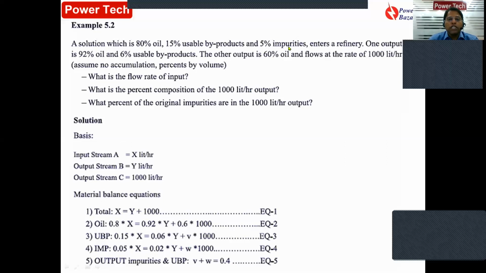Now, if 60% is oil in stream C, the rest, 40%, will be byproducts plus impurities, as far as output stream C is concerned. So the usable byproducts and impurities, that means v plus w, will be 0.4. So these are the five equations. How many variables? x, y, v, w. So it can be easily solved.